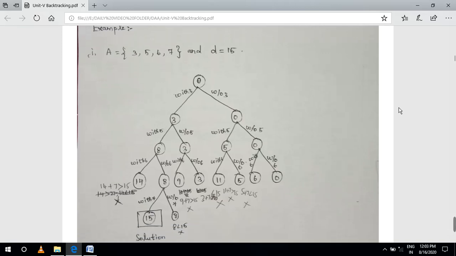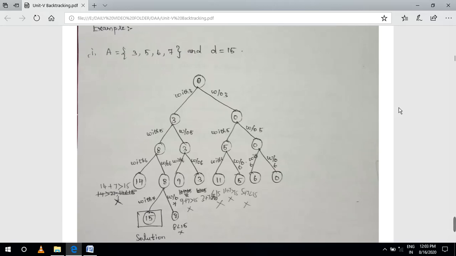Okay, we start with a subset of values. For the subset, I'm taking four values: 3, 5, 6, 7. I'm giving the d value as 15. So if you cover all the subsets and get a sum equal to d, then only will you get a solution.